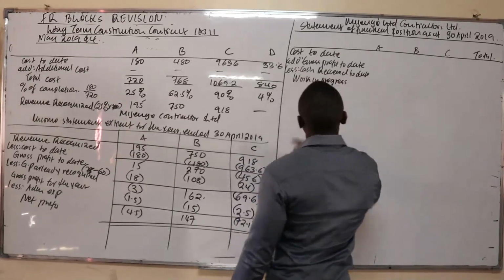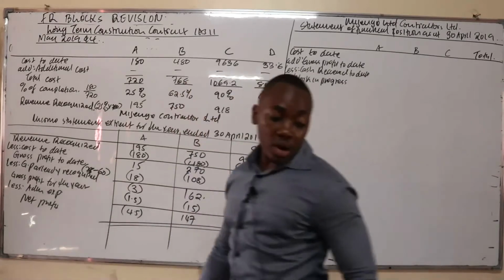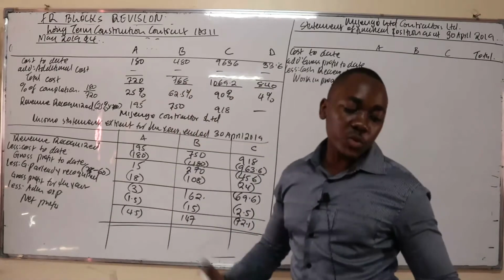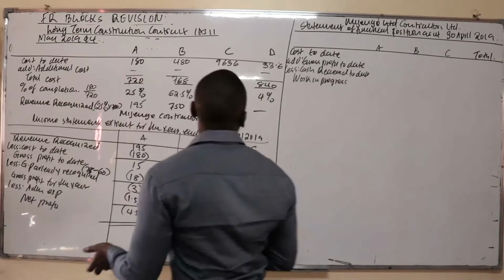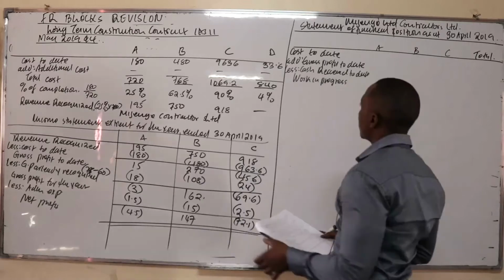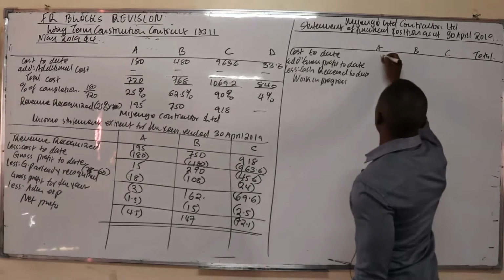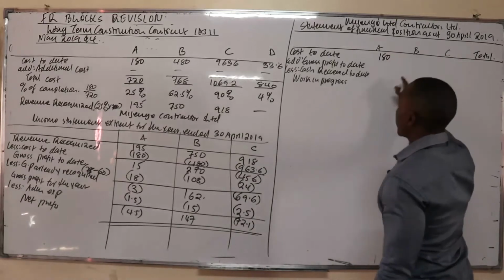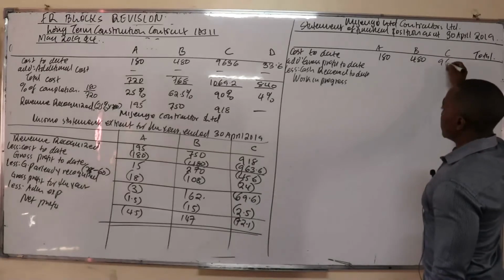Then to get the receivable, you take billings to date, but based on this question, we were not given the billings to date. So if you're not given the billing to date, you cannot determine the amount of account receivables. So in this case, we just require to get the work in progress. So how much is the cost to date? Now, cost to date, we have 180, we have 480, and we have 963.6.